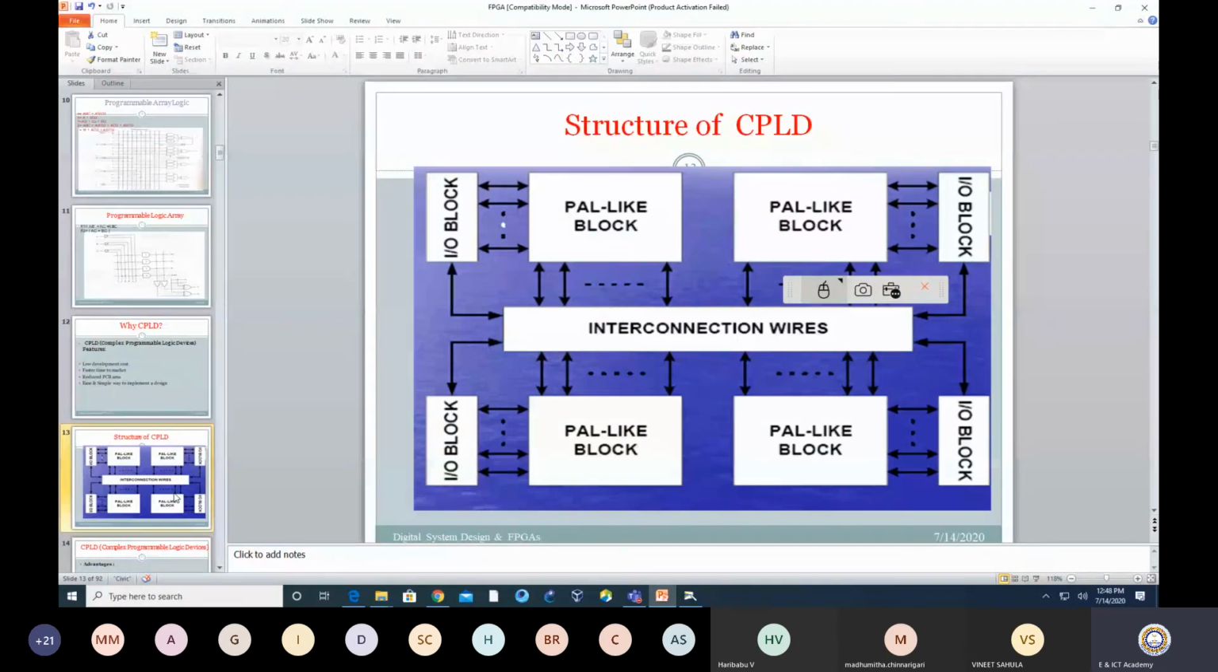Three things are there. One is the input output block to interface with the outside world. Another is, to implement your digital logic, you have a programmable block which is a PAL block, and to interact among the PAL blocks as well as the input output, you have an interconnection. So three things are there in your CPLD family: interconnection, PAL block, and input output.